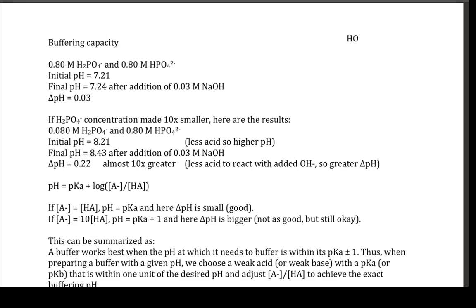So, in comparing those two buffers, the top paragraph buffer and the second paragraph buffer, we'll call the top paragraph buffer buffer 1, the second paragraph buffer buffer 2. What we have is equal concentrations in the top one and a very small delta pH, 0.03. In buffer 2, we have the ratio between the concentrations of the acid and the base part 10, or 1 to 10, and we have a much larger delta pH.